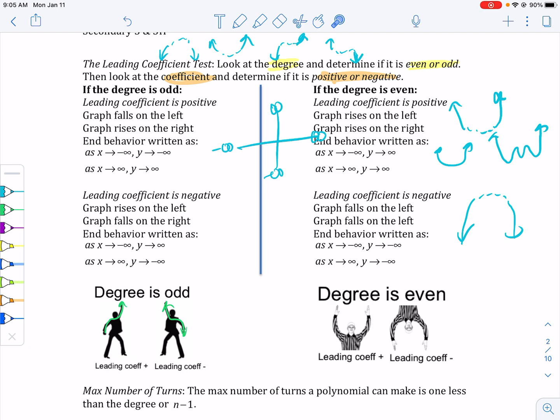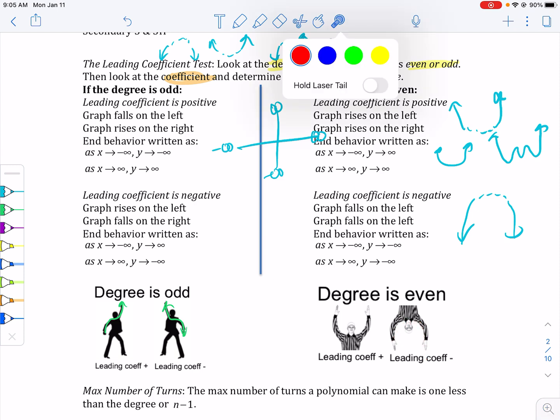So the way I help myself remember that is it would be really odd if you were walking down the hallways discoing. People would look at you oddly, right? So if it's odd, you're going to be discoing. If it's even, I refer to it as touchdowning, because this is the sign for a touchdown in football, and then you just flip it upside down.